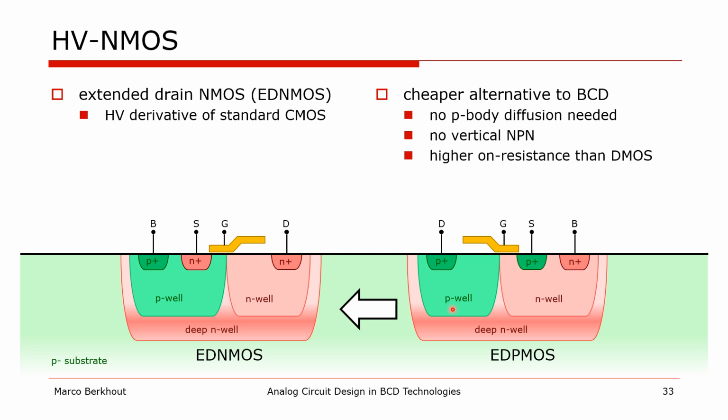Such technologies are cheaper than BCD because you don't need the body diffusion used for bipolar and DMOS transistors. However, the on-state resistance of these devices is higher than DMOS, so they are not suitable for high power applications, but can be attractive in applications where only high voltage is needed.